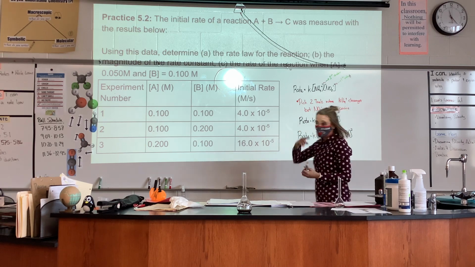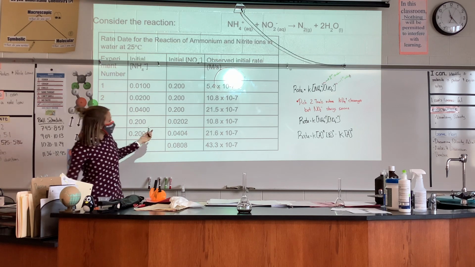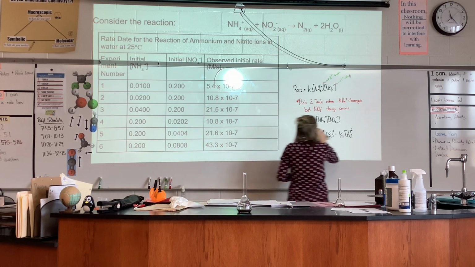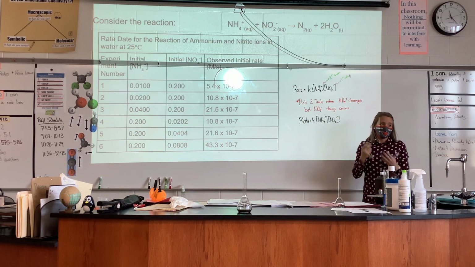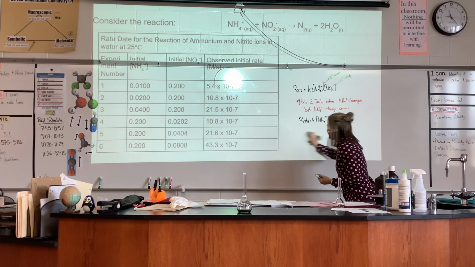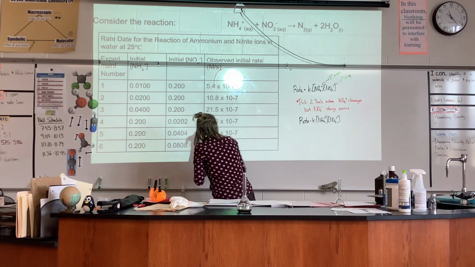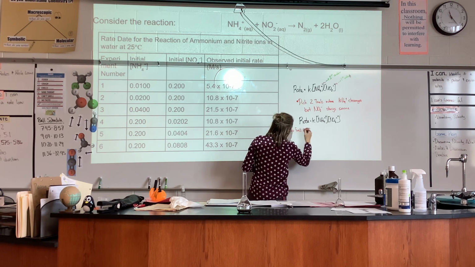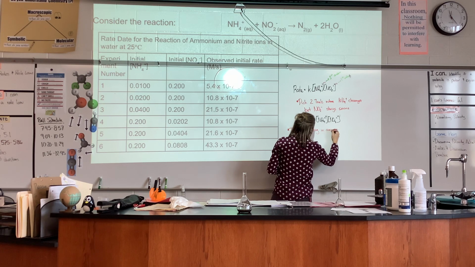So, okay, going back to the other one we started with, the next step is to then determine the numerical value for K. Because K is a constant and it has a number associated with it for the given temperature. So, to find the value for K, we are going to plug in any set of data.